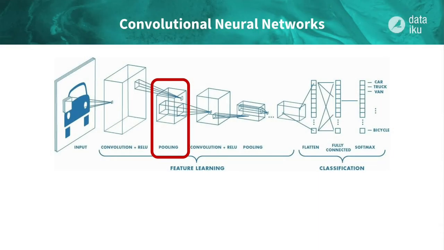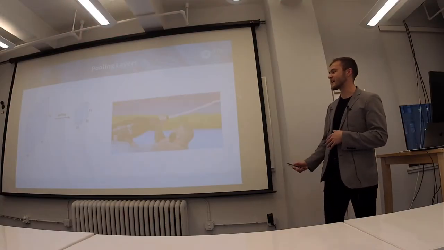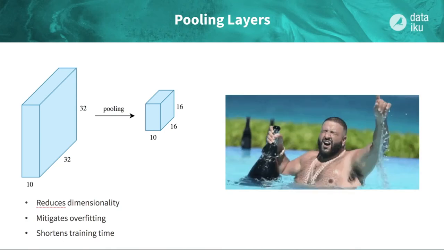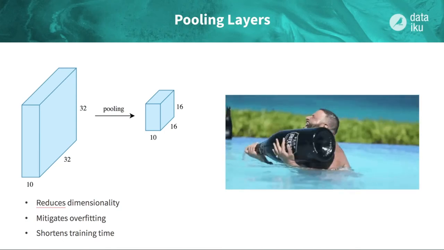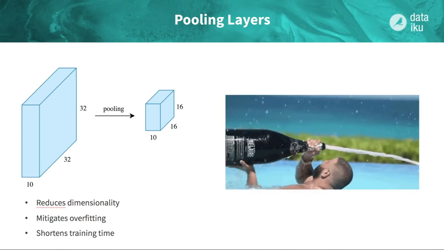Okay, next step in our neural network, we're going to talk about the pooling layer. So the pooling layer is designed to reduce the dimensionality of your data set. So you're just shrinking your data set from, say, 32 by 32 neurons to 16 by 16. And this is a really good way to reduce the time complexity of training your models. So a lot of people use these.